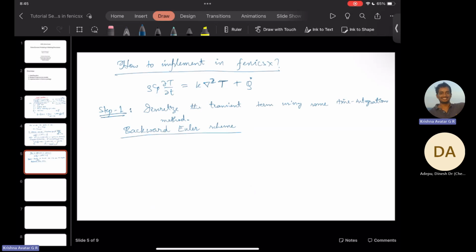We can even simplify this equation in a different manner. Since we know that rho and Cp are usually taken to be constant, let's just divide throughout by rho Cp. So this becomes K by.